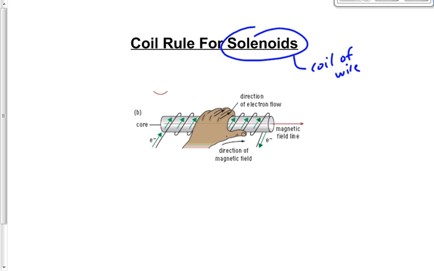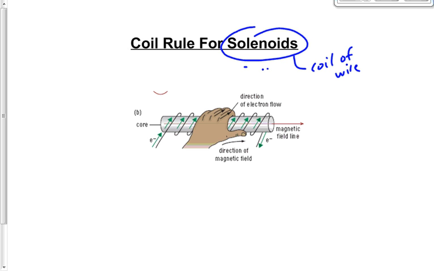We couldn't just call it the coil rule for a coil wire. We had to call it the coil rule for solenoids. Solenoids makes us sound so much smarter, doesn't it? The coil rule for solenoids. I don't care what you call it. I just want you to recognize that word, because we sometimes see that word on tests and exams, okay? You want to call it the second hand rule, go ahead. I don't care. We just need to be able to recognize that word solenoid. It's a coil of wire.